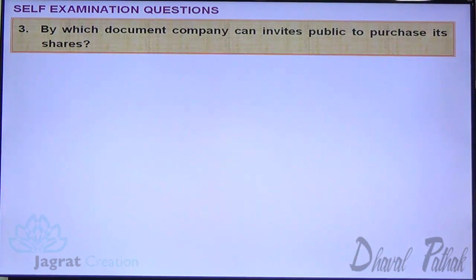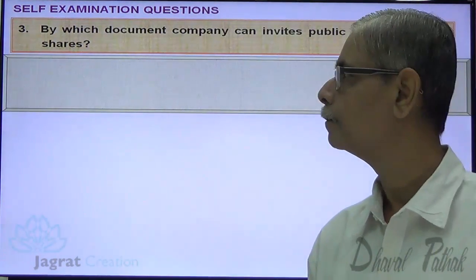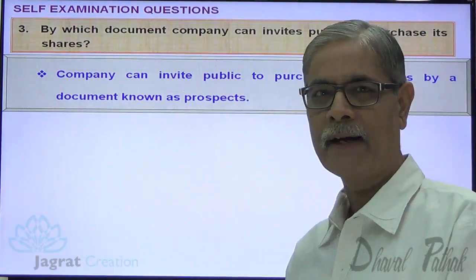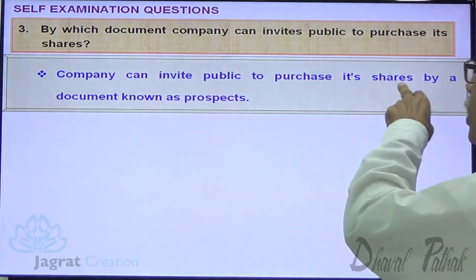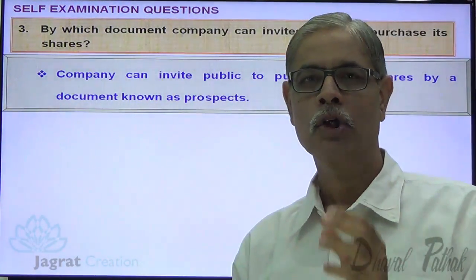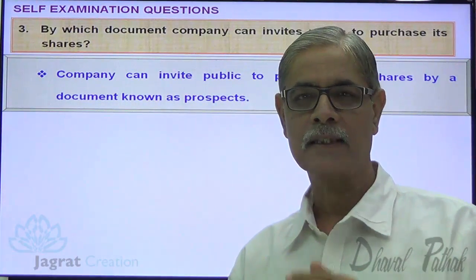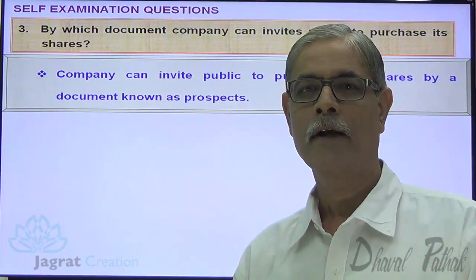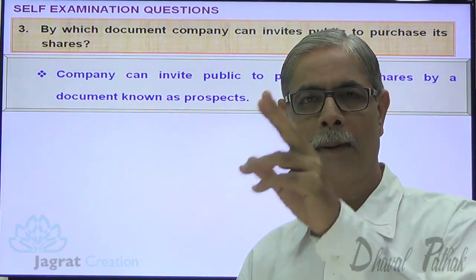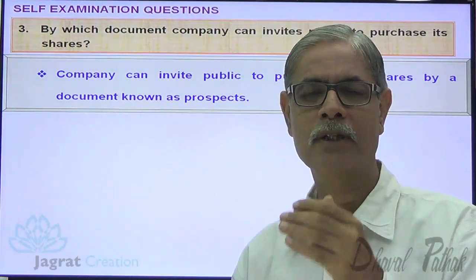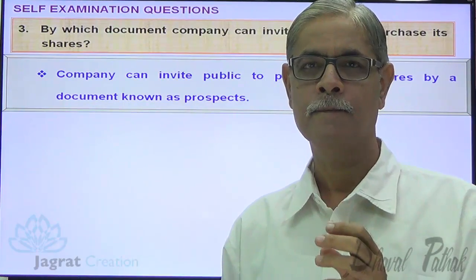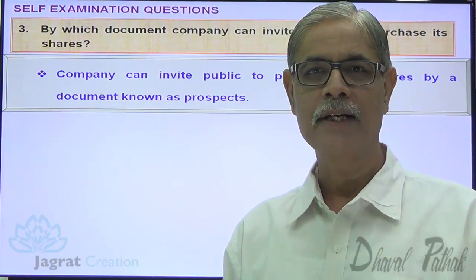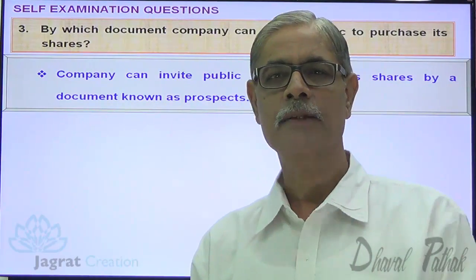By which document can a company invite the public to purchase its shares? Prospectus. A public company can invite the public to purchase its shares by a document known as a prospectus. Prospectus is an offer made by the company to the public at large to subscribe for the shares of the company, and this prospectus includes all the details and the terms and conditions with which the share capital has been issued.